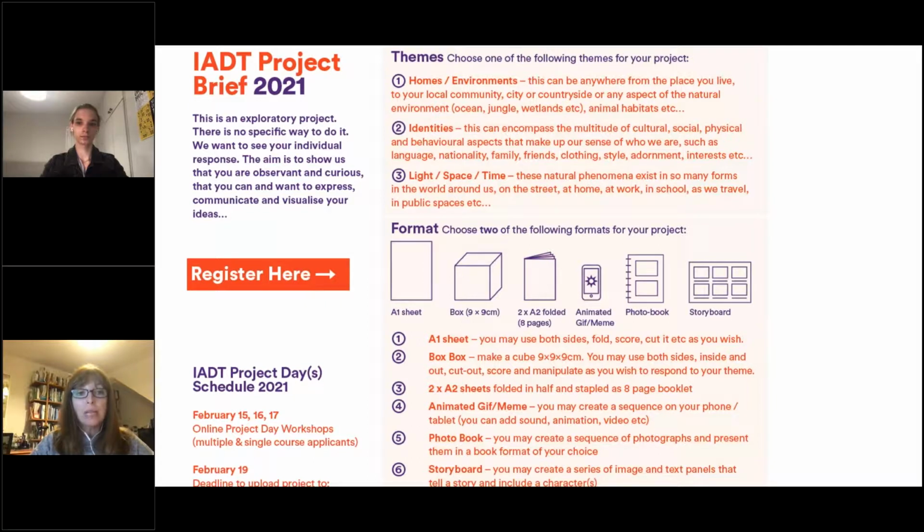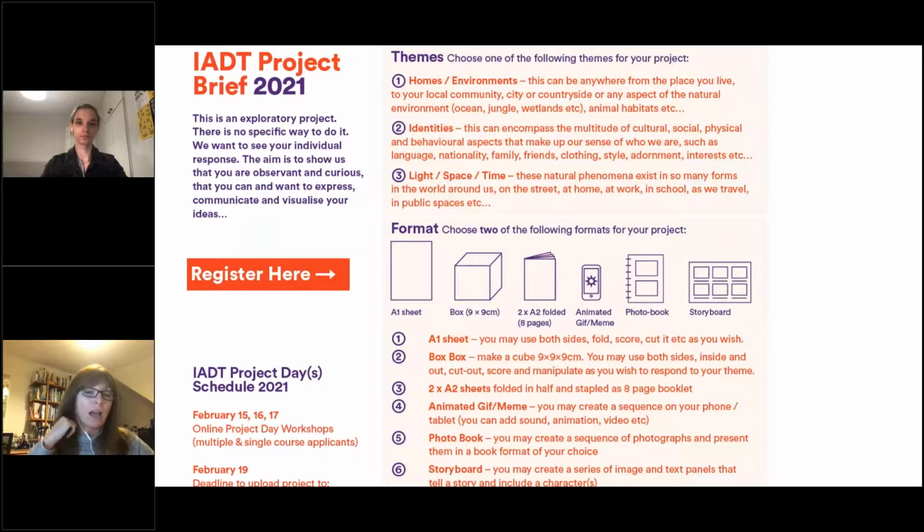So the brief has 3 themes. The first theme is homes and the environment. So again, these are very broad themes, and you can choose to focus on whatever you wish. So you could interpret home as in your own personal home, or your local community, or the city or the countryside where you come from, or even an area that is home to a particular person or people that you are interested in, or even you could consider the idea of home within the natural environment. And again, the different types of habitats maybe, or animals or environments. So again, it's very broad in terms of home, what you consider.